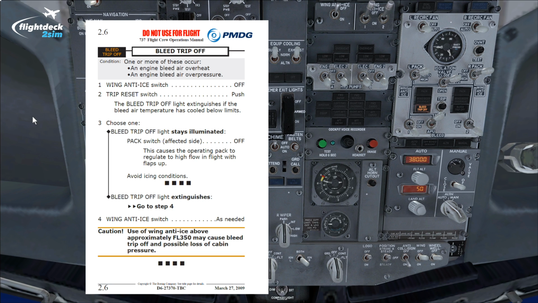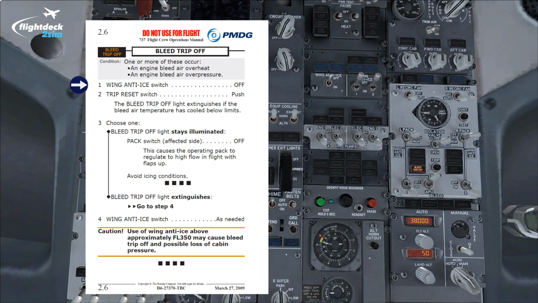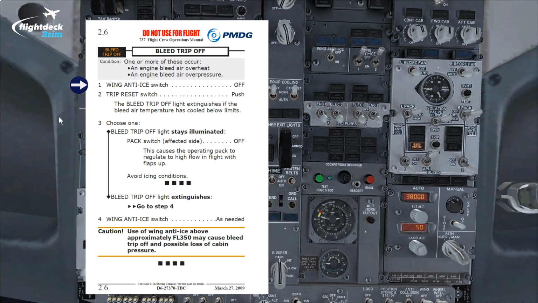Alright, so let's have a look at the QRH. Step 1, wing anti-ice switch off. Alright, so off. Well, it already is off, so that hasn't caused the issue. That's because wing anti-ice has a huge bleed air demand. It provides de-icing and anti-icing for the leading edges of this aircraft.